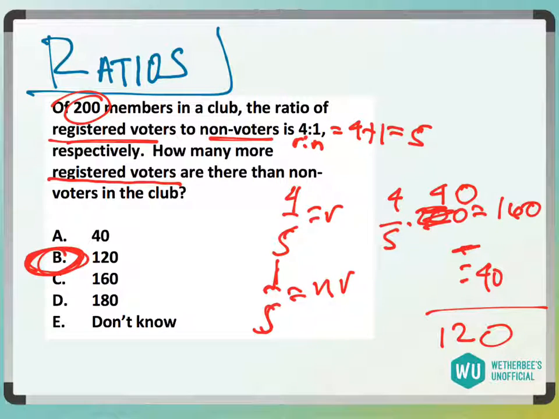So with ratios, always think of them in terms of parts to whole. This is a part, so the whole is 5. We get 4/5, 1/5, and then I can use this whole number to figure out how many in each category I have.